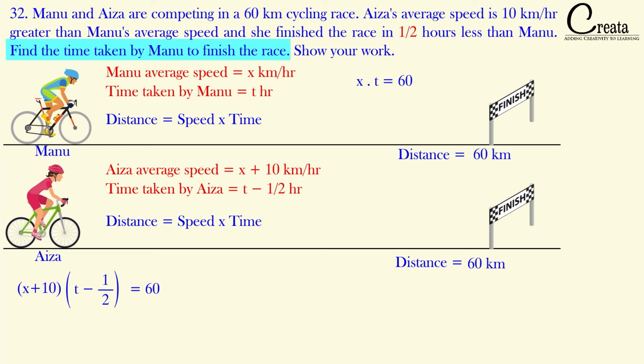Can we get the value of x here? x we got as 60 upon t. Let's replace x with 60 upon t. Now we got a big equation and in this equation the only variable is t. We will try to solve this equation.